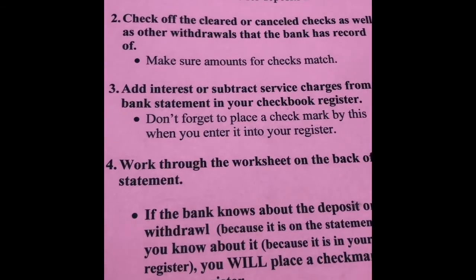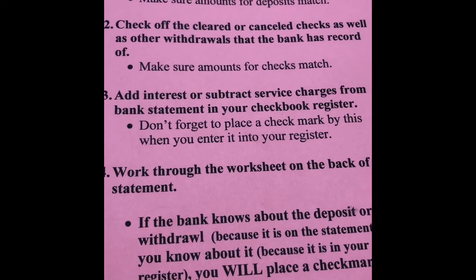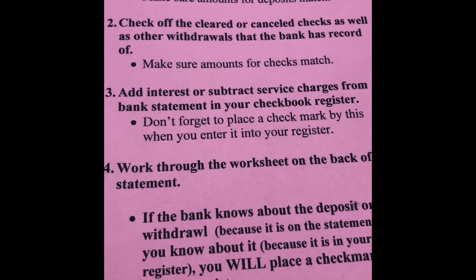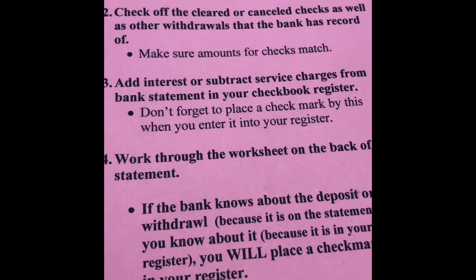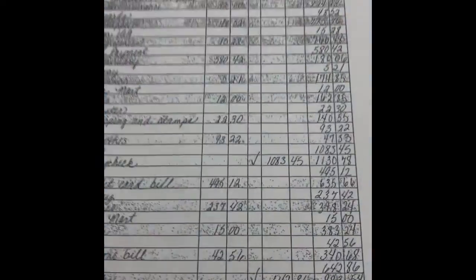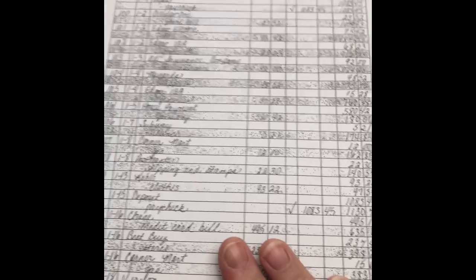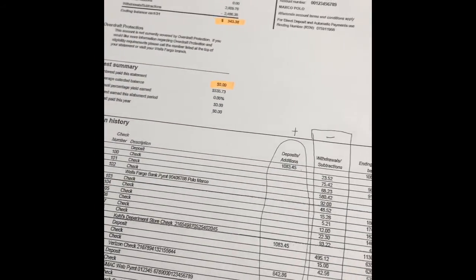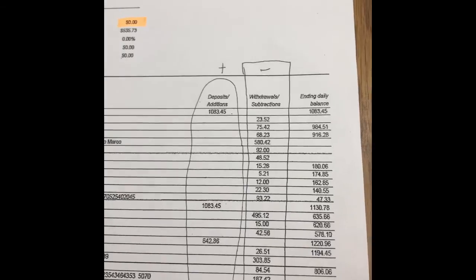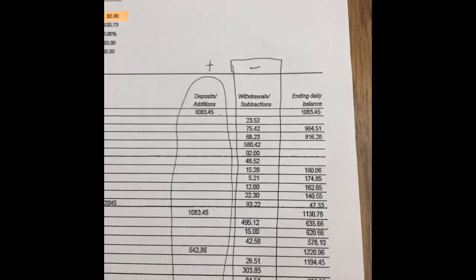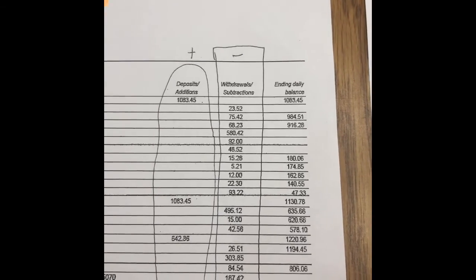Moving on to step 2, it says check off all cleared or canceled checks as well as other withdrawals that the bank has record of. Make sure the amounts for the checks match. So again, I'm going to have my checkbook register out, and I'm going to have my statement looking at the transaction history. You'll see that I've now drawn a box around the column that says the withdrawals and subtractions.